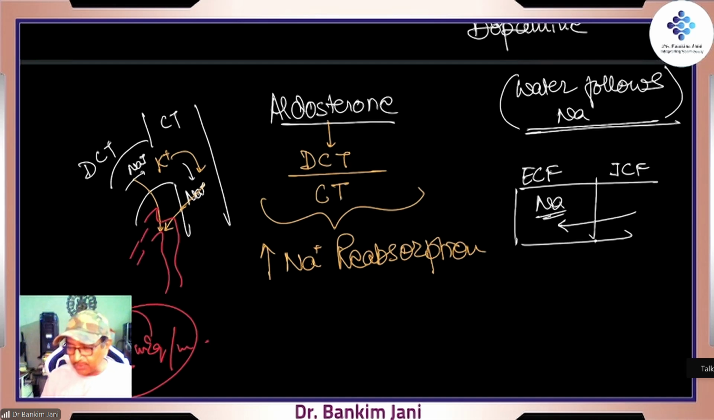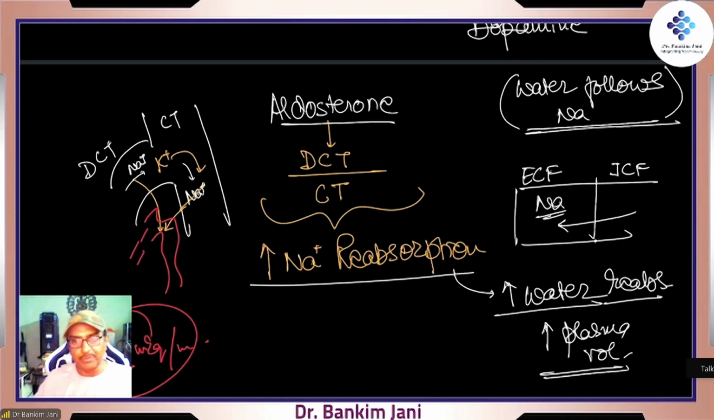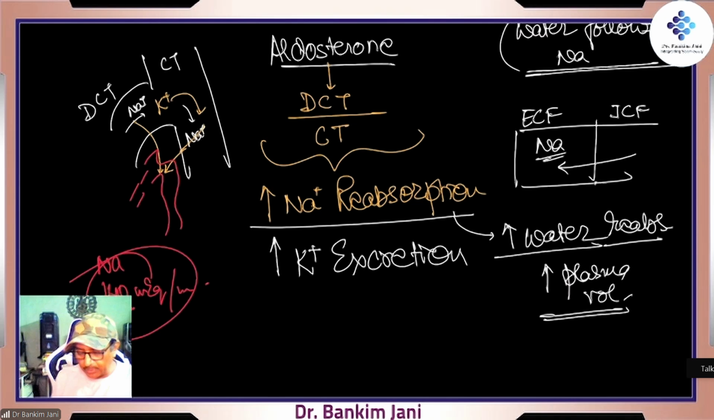And that is what we want, because our blood pressure is going low, so we want to increase it. Increased sodium reabsorption will lead to increased water reabsorption, which will lead to increased plasma volume. Increased plasma volume means increased venous return, and cardiac output increases. Everything is going good, right? At the same time, there would be increased potassium excretion. Potassium would be excreted.